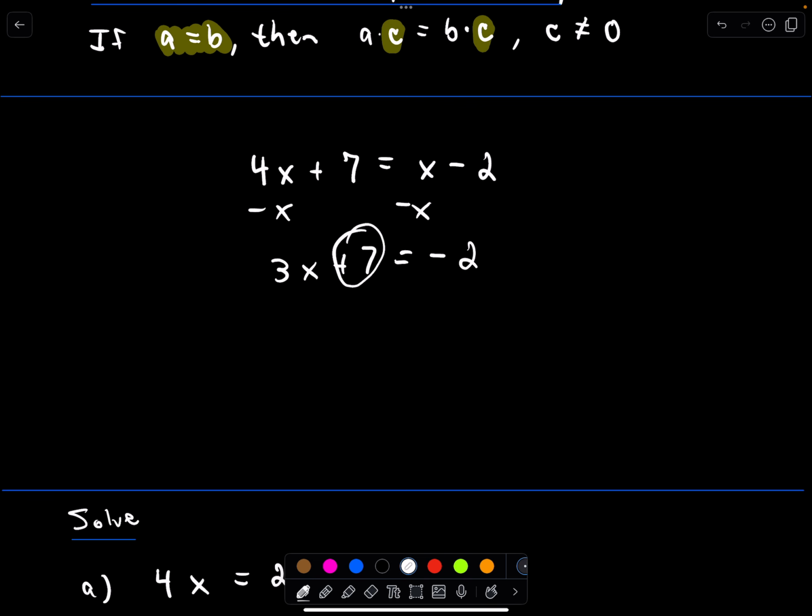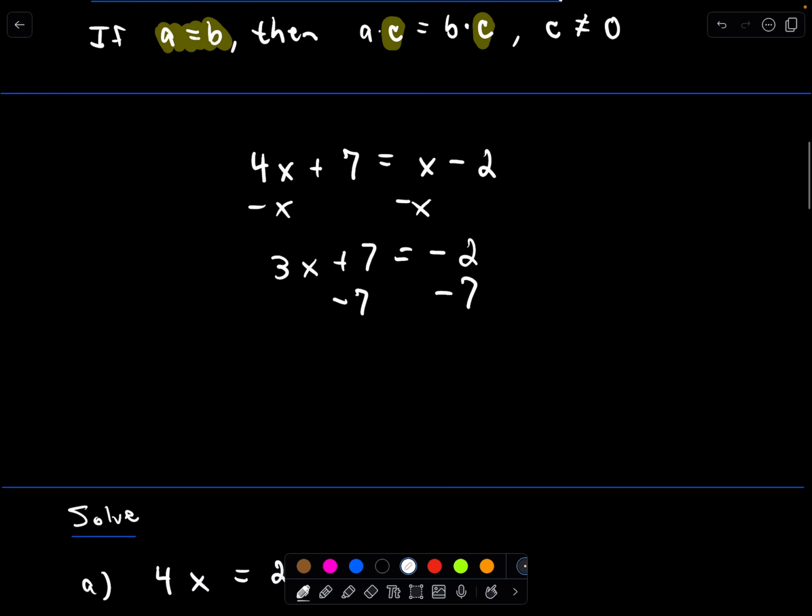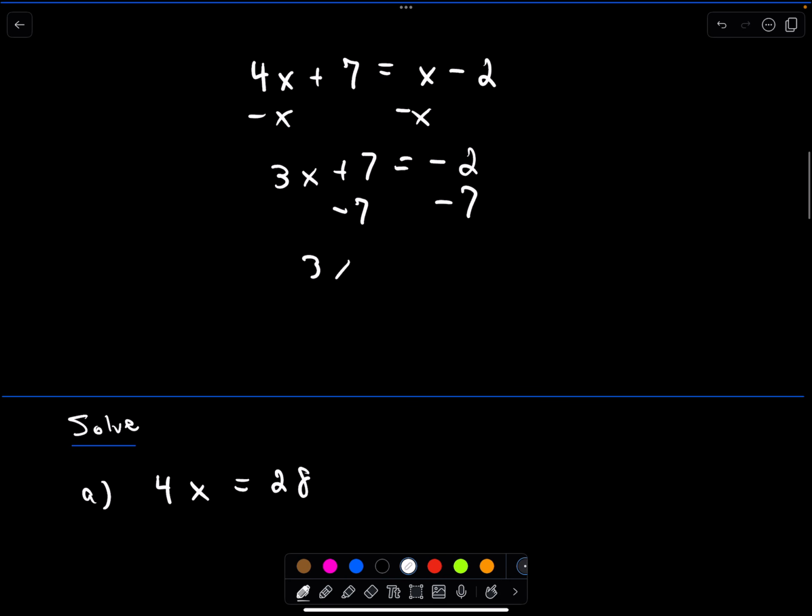Well, I want to get rid of this plus 7. What undoes adding 7? Well, subtracting 7. So we'll subtract 7 from both sides. That leaves us with 3x equals negative 9. And again, we said we could multiply both sides by 1/3. And that's going to leave us with x equals negative 3, which is what we got.